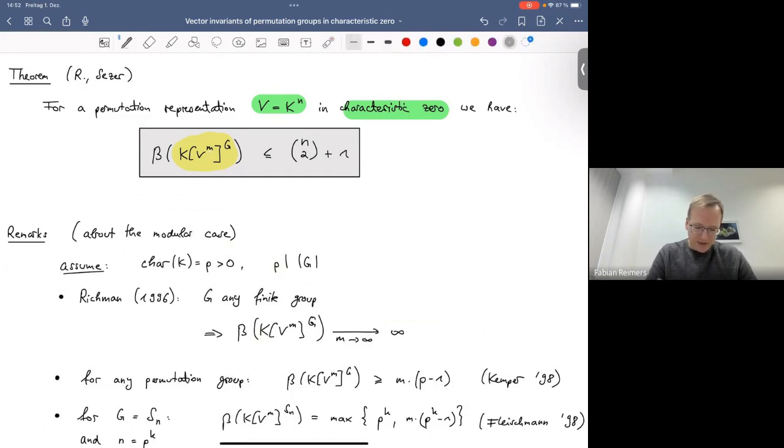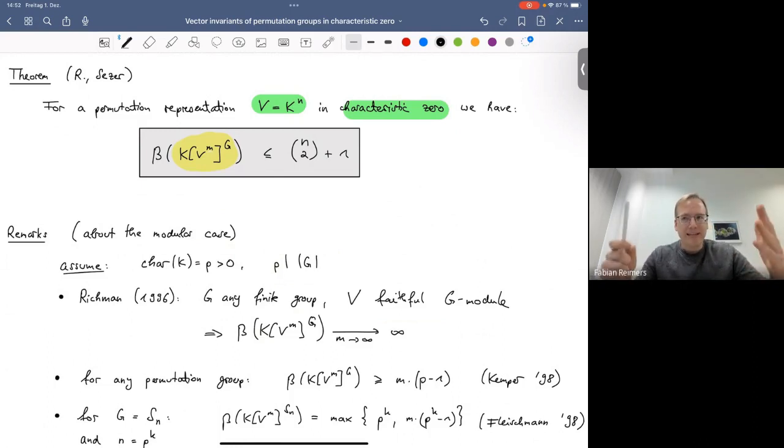I should add, of course, that we assume a faithful representation, not the trivial representation, a faithful G-module. Then it was shown in the 90s by Richman that the degrees of vector invariants can be bounded from below by a constant times n.